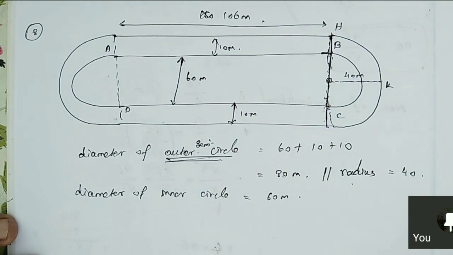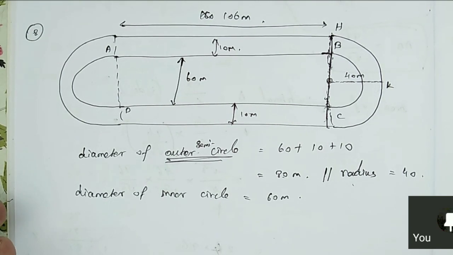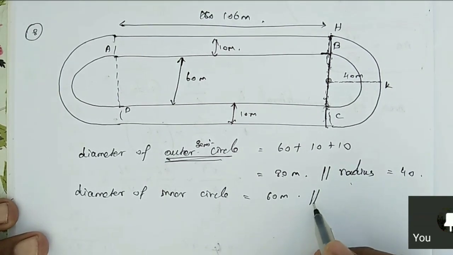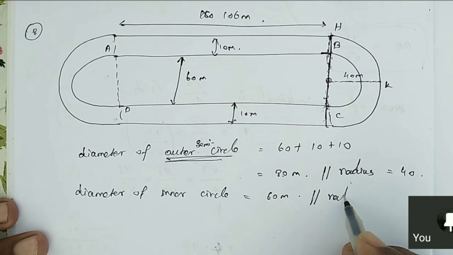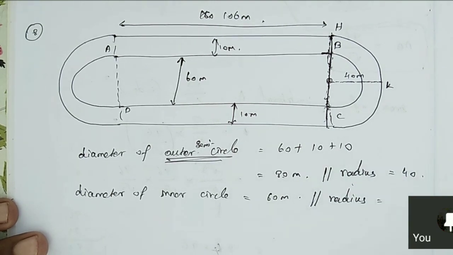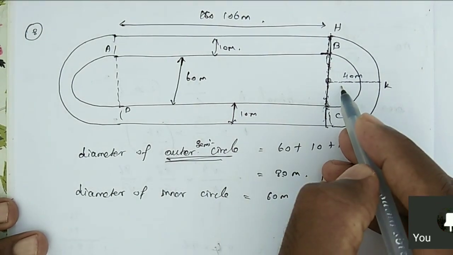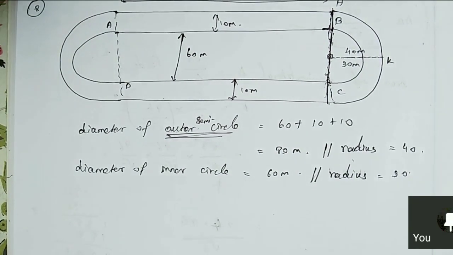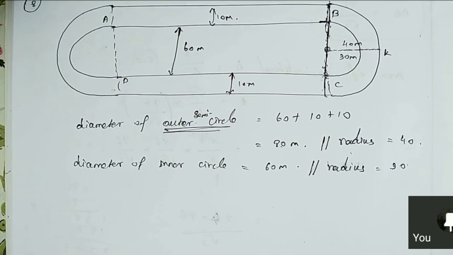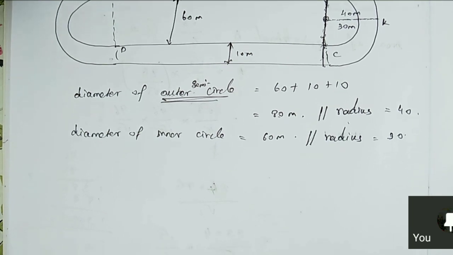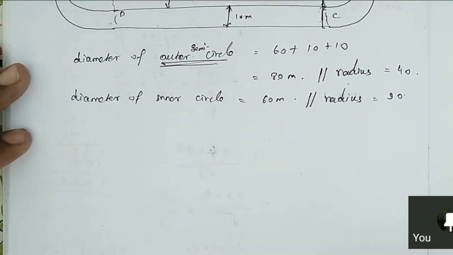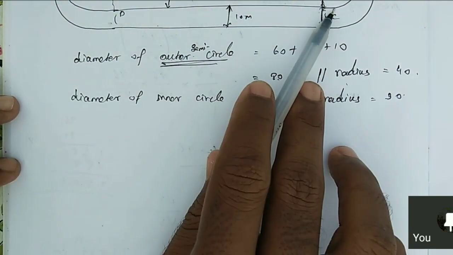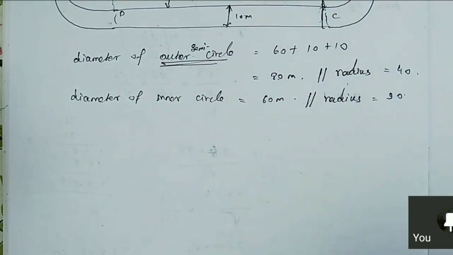Now when we consider the center, next, for this radius, what is it for the inner circle? 30. So the inner circle radius is 30 meter. Are you all clear? Any other doubt? Okay, super. Now we can proceed with the problem. Now we found the radius of the end semicircles.